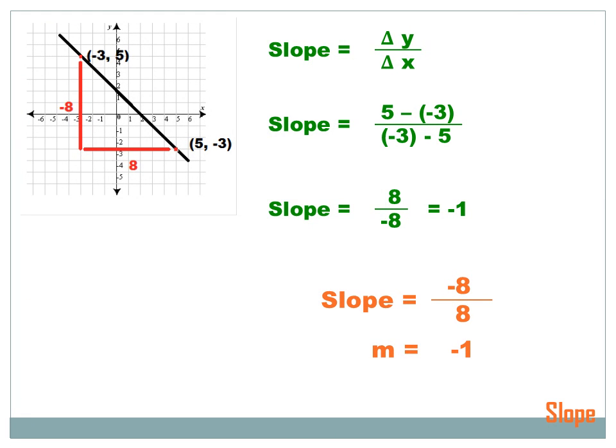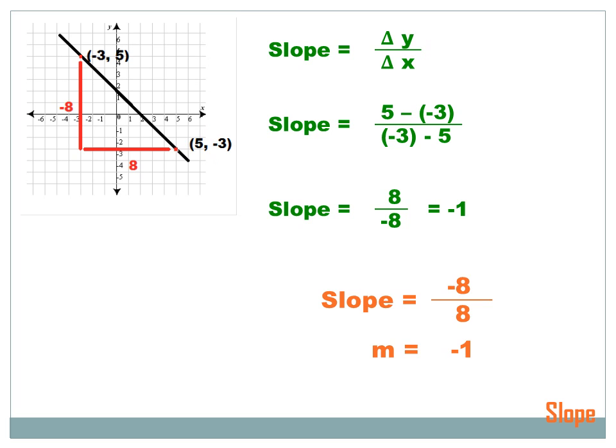There's another way we can figure out the slope of a line, and that's by using the coordinates. You remember a line crosses an infinite number of points on a coordinate plane, and each of those points has a coordinate pair that represents its location. For instance, that point right there is at an x of 5 and a y of minus 3.